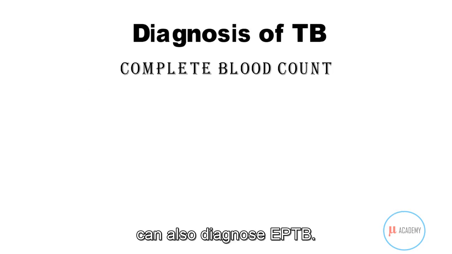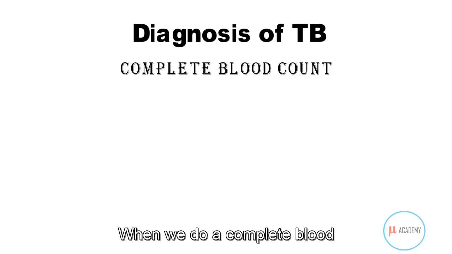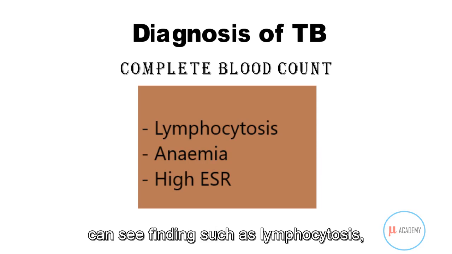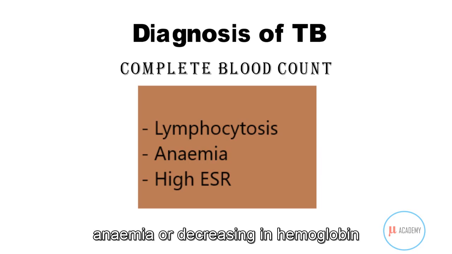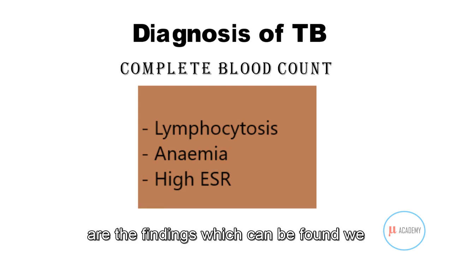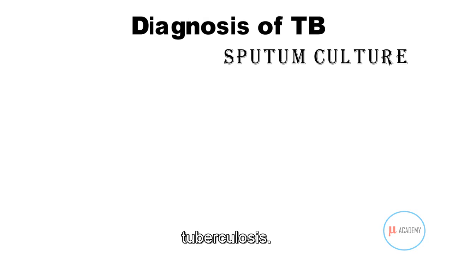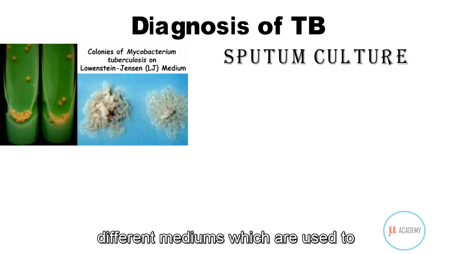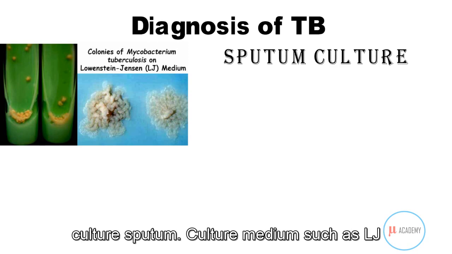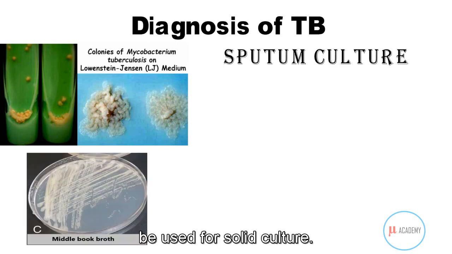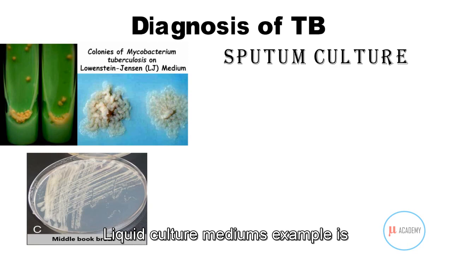When we do a complete blood count of a patient with tuberculosis, we can see findings such as lymphocytosis, anemia or decrease in hemoglobin content, and also an increase in ESR. These are the findings which can be found in a complete blood count of a patient with tuberculosis. Next one is sputum culture. There are different media which are used to do sputum culture. Media such as LJ medium or Lowenstein-Jensen medium can be used for solid culture. Liquid culture media, for example, Middlebrook broth medium.